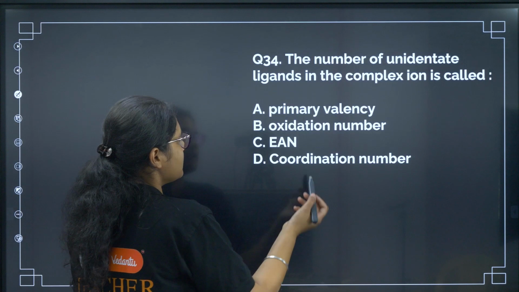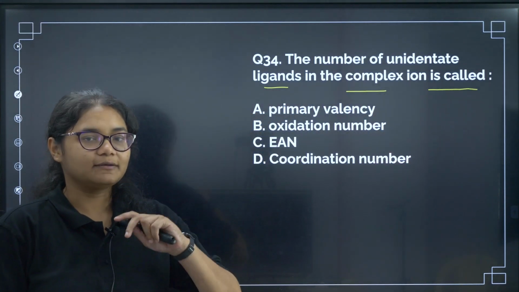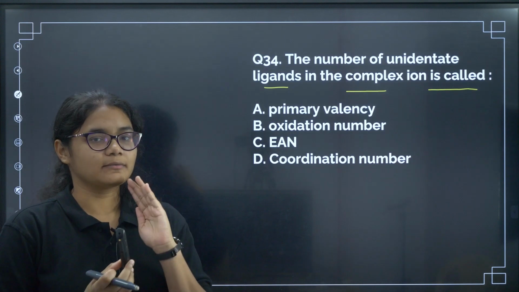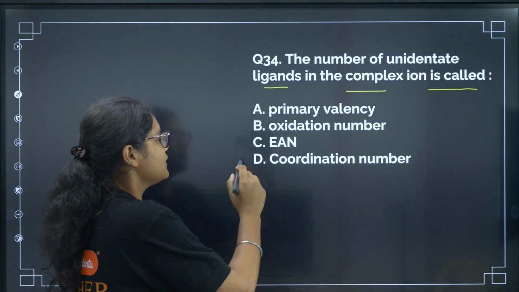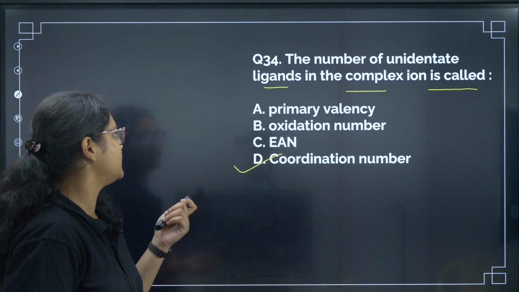Okay, next. The number of unidentate ligands in the complex ion is called. Definition based questions. In my video of coordination chemistry, I have told you some important definitions. So what is it? That is nothing but your coordination number. Okay, correct answer for this question will be option number D.